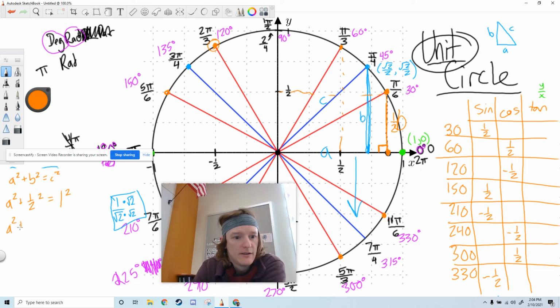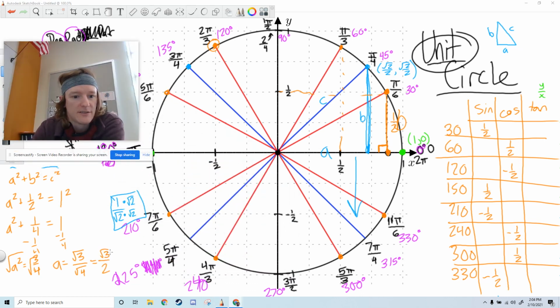So a squared plus 1/2 times 1/2 is 1/4 equals 1. We'll subtract 1/4 from both sides. We get a squared equals 1 minus 1/4 is 3/4. We'll do the square root of both sides. So that's a equals the square root of 3 over the square root of 4. Square root of 4 is 2. So square root of 3 over 2. That's going to be a simplified reduced form of what we're going to put in all these extra boxes. And we'll do tangent later. So our cosine of 30 is square root of 3 over 2.